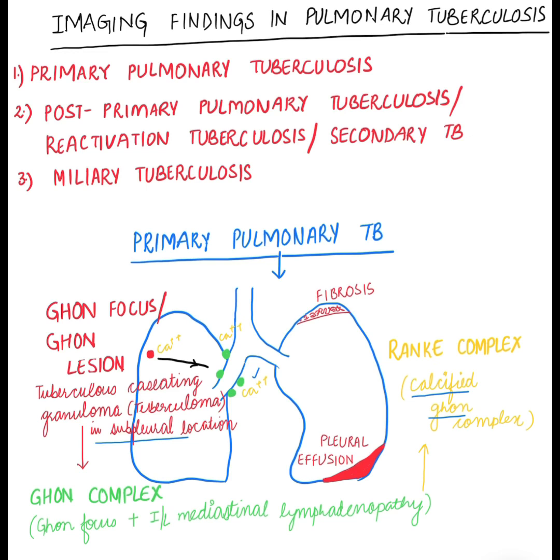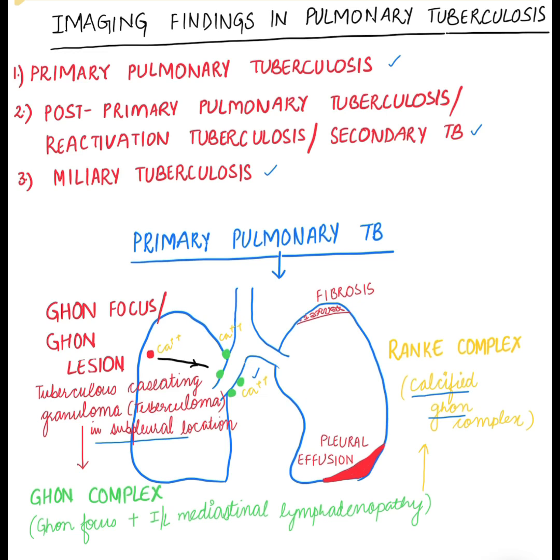There are different stages of infection. First is primary pulmonary tuberculosis. Second is secondary tuberculosis. Third is miliary tuberculosis. Secondary tuberculosis is also known as post-primary pulmonary tuberculosis or reactivation tuberculosis. First of all, we will start with primary pulmonary tuberculosis.